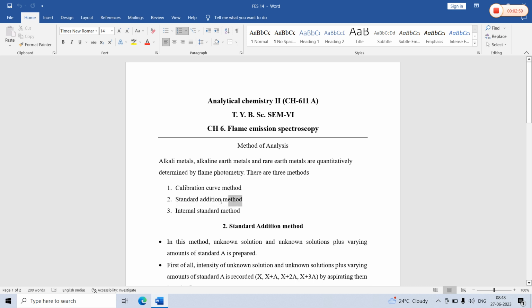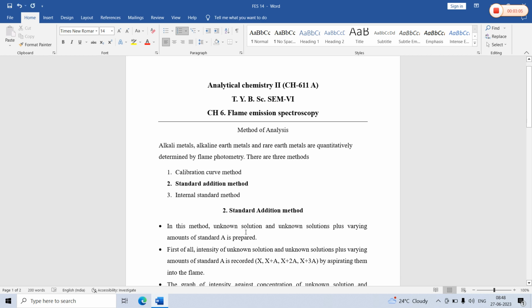Now in this lecture we are going to understand what the standard addition method is. What is a standard addition method? Here we will focus on the standard addition method.